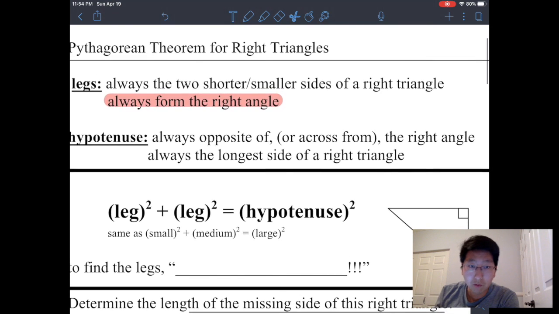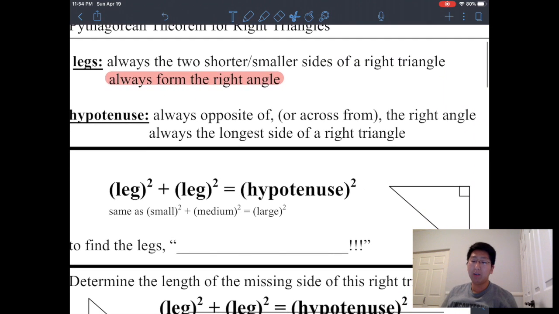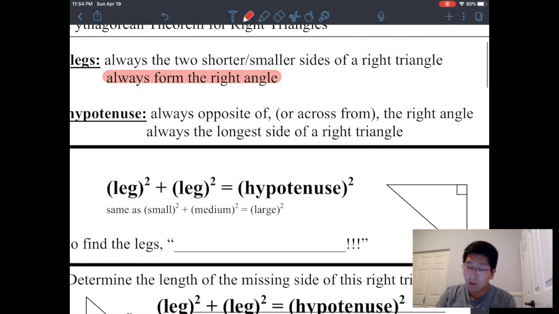One of the vocabulary words we're going to be talking about is the legs of a right triangle. Okay, so the legs are always going to be the 2 shorter or smaller sides of the right triangle. And the first thing I want you to do is to highlight this right here. They always form the right angle. So if I were to have a right triangle, I'd have a right triangle right here.